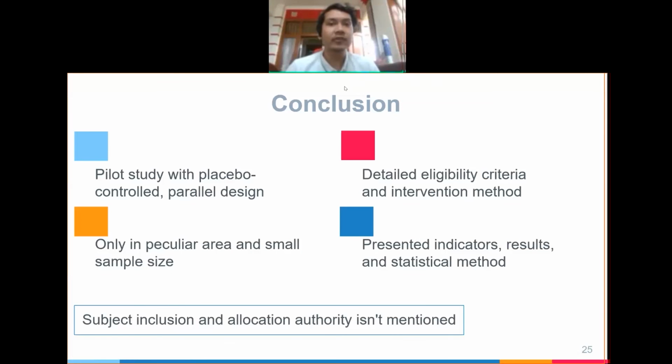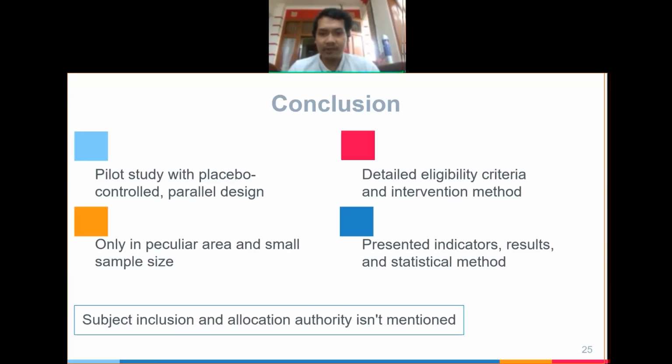Today it was supposed to be chapter 3, the conclusion. So we'll talk about the conclusion. Basically, the study aims to evaluate safety, tolerability, and efficacy of oral pastoral glucose and malate to slow down Alzheimer's disease progression. The clinical trial design is a pilot study with a placebo-controlled design. The sample taken is only able to reflect Alzheimer's patients in a particular area, and the method to determine the sample is not reported. The study has detailed eligibility criteria and detailed intervention method.